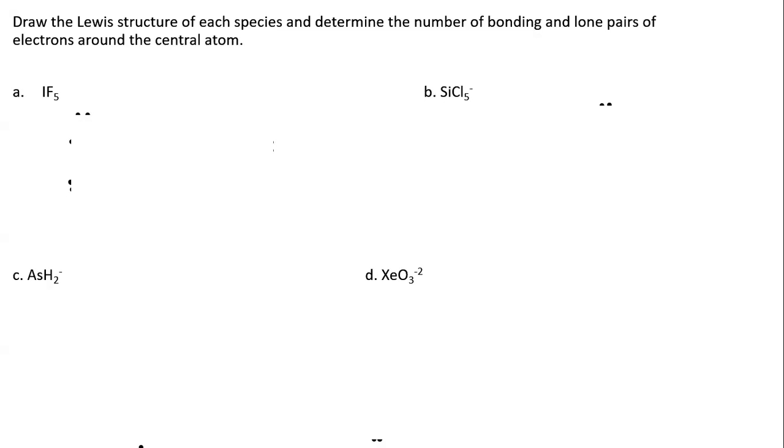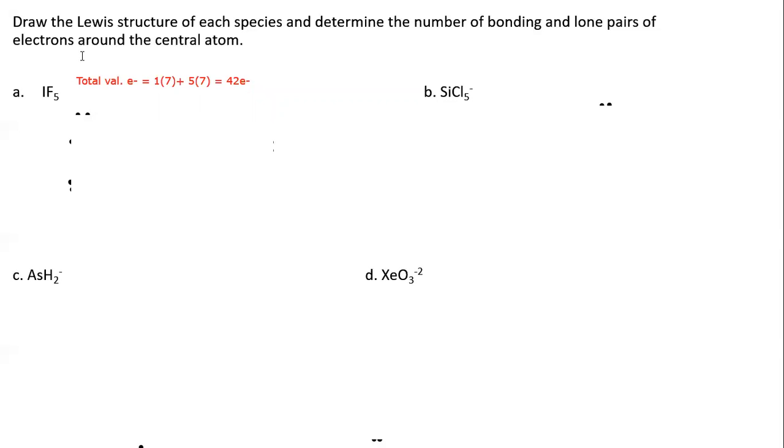So here we want to know the number of bonding and lone pairs of electrons around the central atom. And we have, for example, iodine pentafluoride. Notice here that the central atom is connected to halogens. And so if we determine the total number of valence electrons, we have 1 iodine plus 5 fluorines. That's 42 electrons that we have to use.